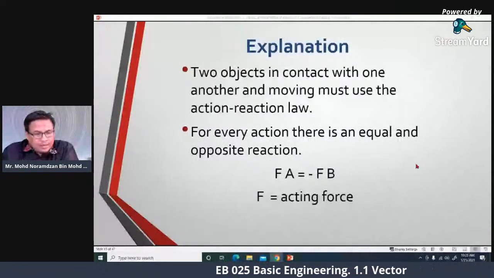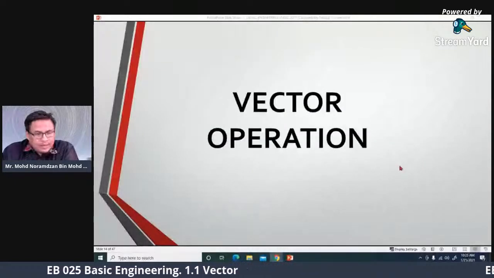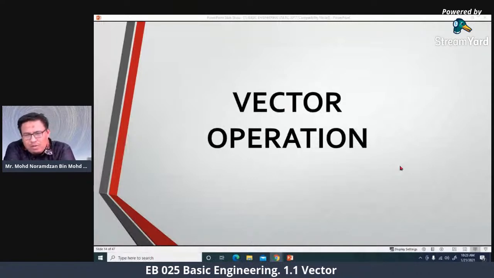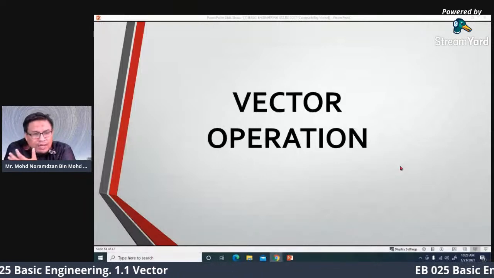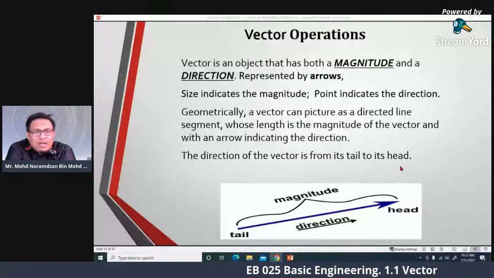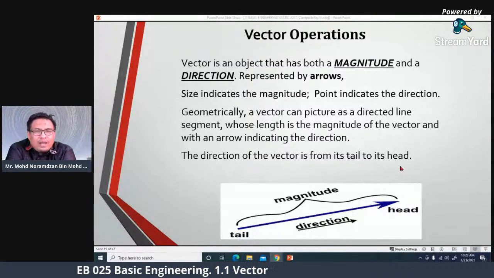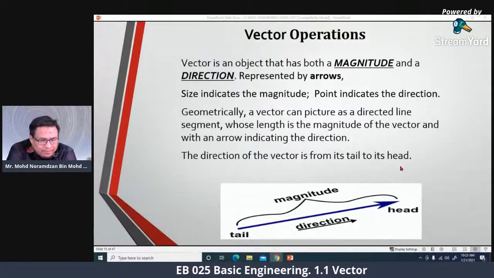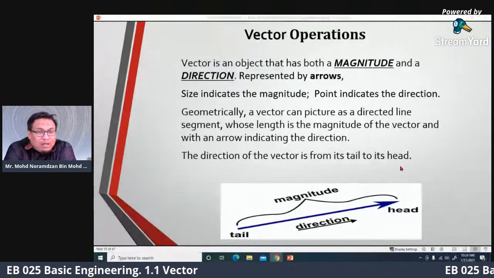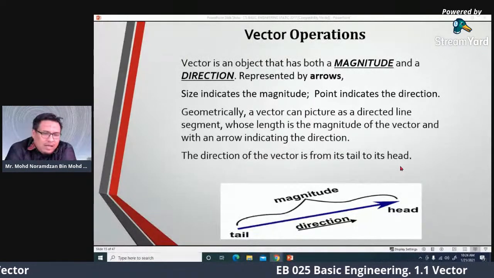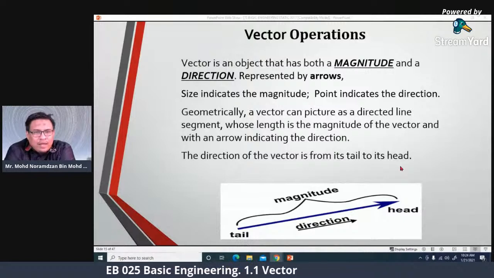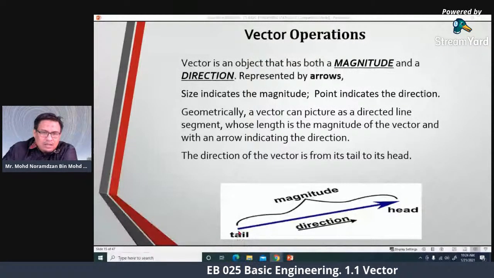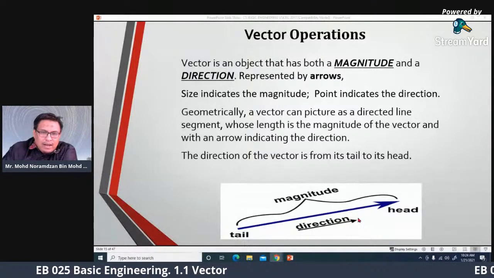Let's go to vector operations. What is a vector? I already explained it before. A vector is an object that has magnitude and direction. That means you have a value and a direction, the way you want to go: north, south, east, west. It is represented by an arrow. The size of the line indicates the magnitude, and the point indicates the direction.